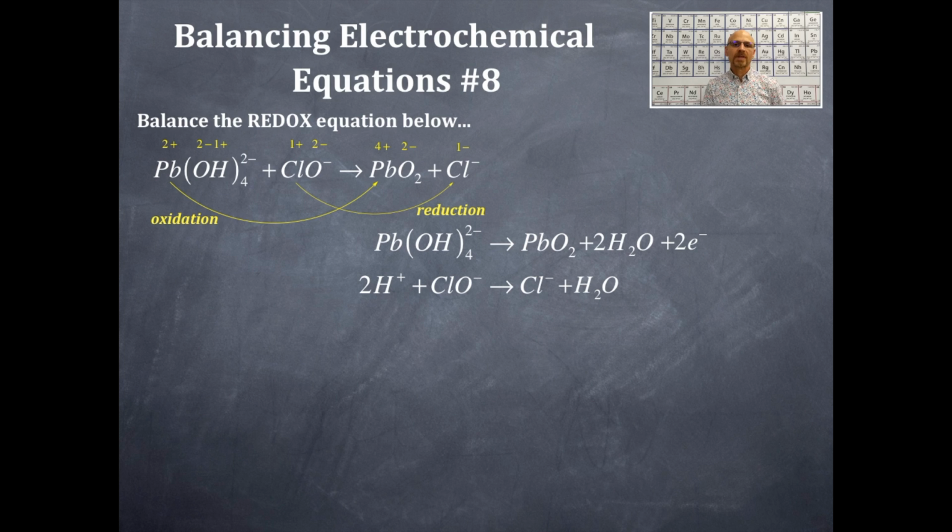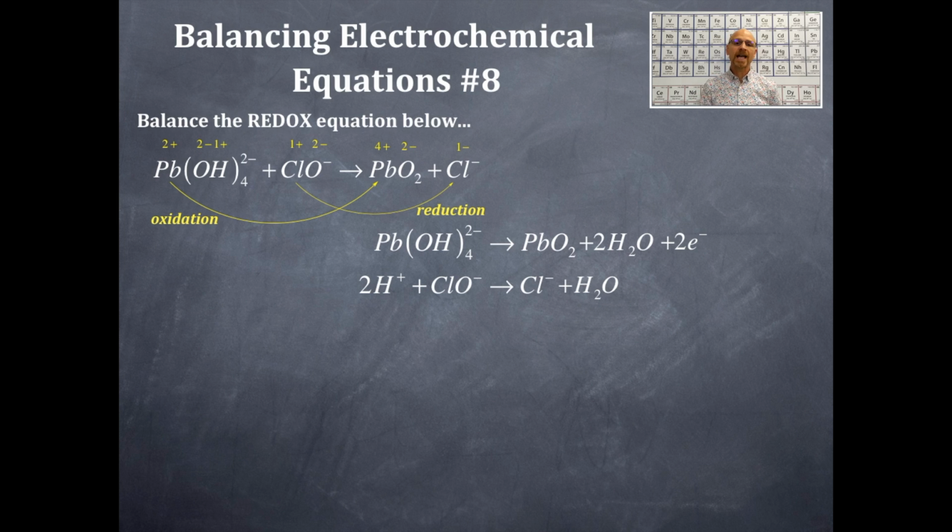Okay, now I'm just going to give a short little pause here. I didn't specify on this problem what type of problem this is. But another hint is that this problem is in a basic solution. So this follows a different methodology than the previous problems. In a basic solution, you balance it like it's in acid, like what I've done right now, and then you do one additional step. That one additional step is adding hydroxides that are equivalent to the hydrogens, but on both sides. That's the additional step that we're going to do right here in just a moment.